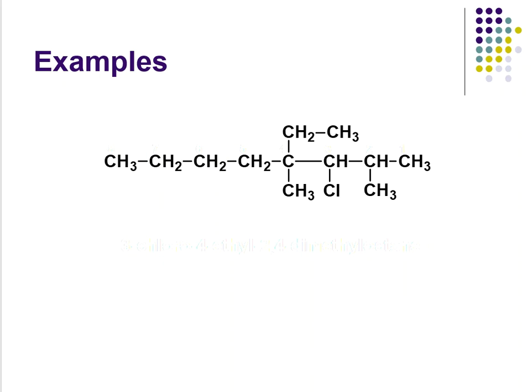So let's find the longest carbon chain first. I start left-handed. 1, 2, 3, 4, 5. If I go down, that's 6. I can do better. If I go up, that's 6 and then 7. I can do better. 6, 7. If I go down, that's 8. If I go across, that's 8. I'll just keep it simple. I'll just go straight across. So straight across is our longest carbon chain.